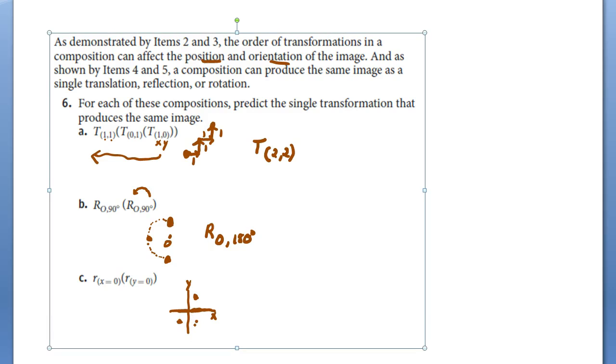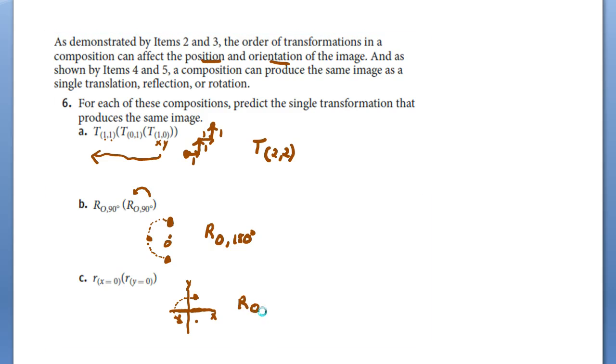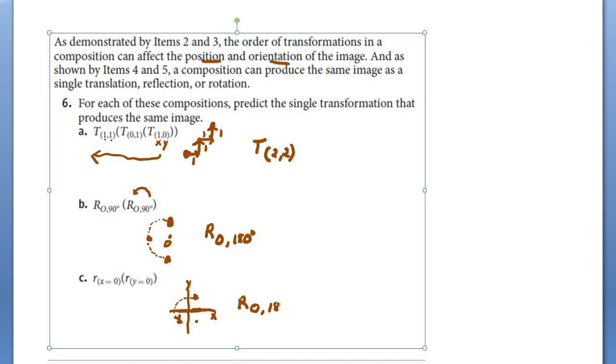There's a couple possibilities, but one way to accomplish this would be if we rotated that dot 180 degrees around the origin. That's one possibility out of several. So we want to rotate around the origin 180 degrees.